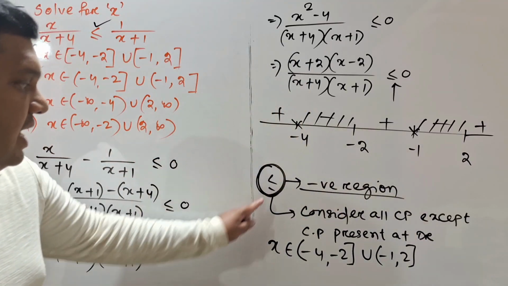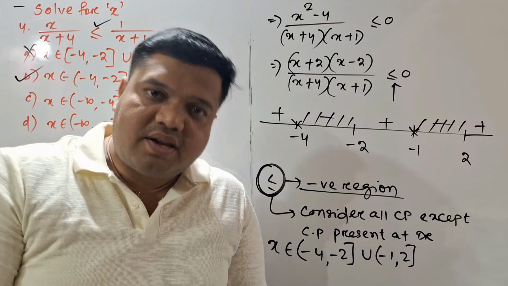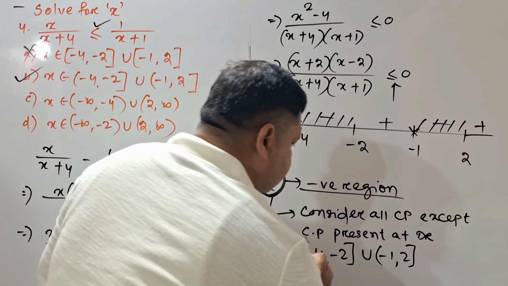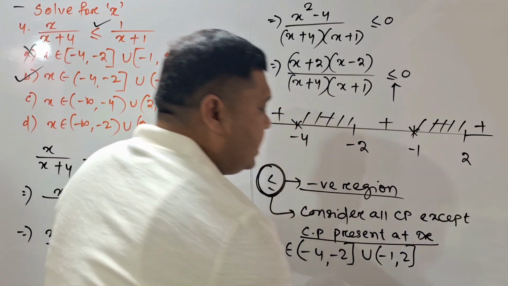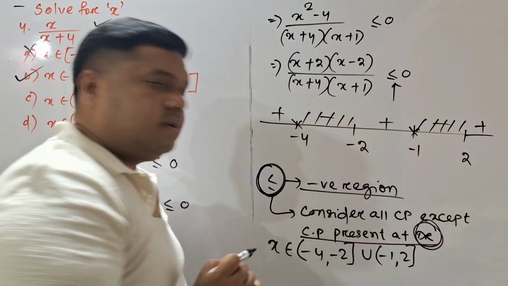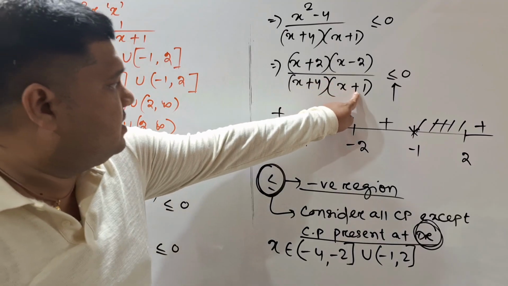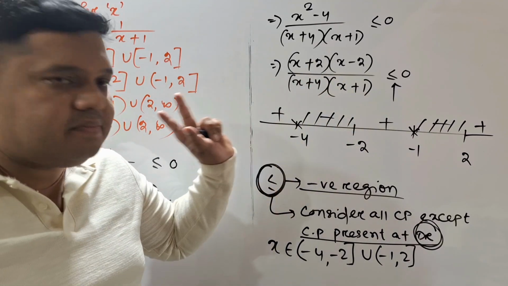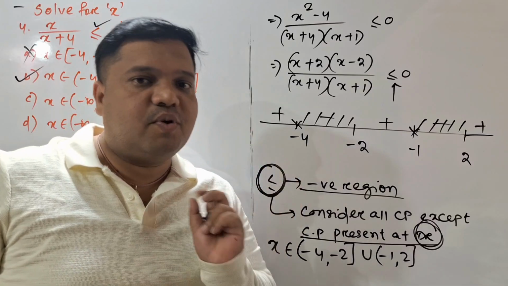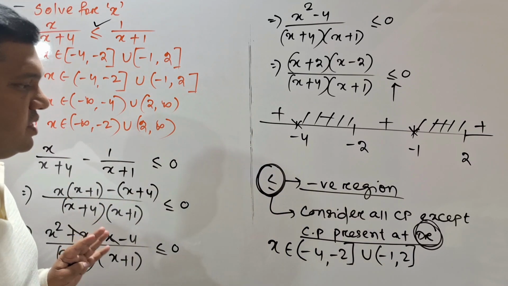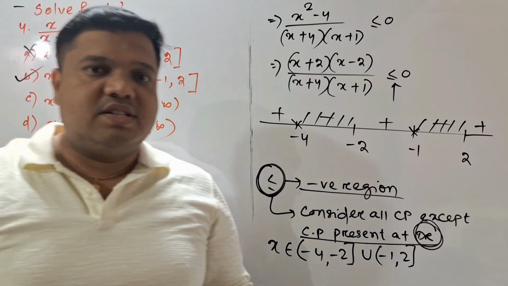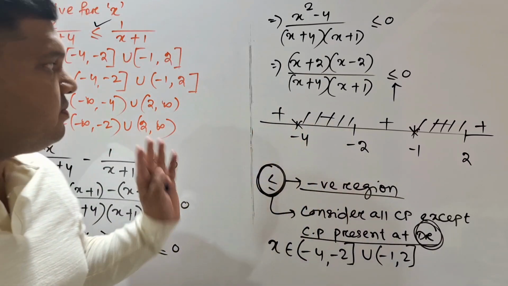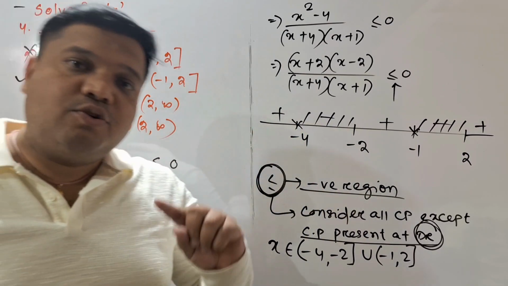Now the key point here is less than equal to symbol means negative region I have to select. And less than equal to means consider all critical points except a critical point present at the denominator. DR, denominator. Clear? So here these two elements minus 4, minus 1 I don't consider, except everything I will consider. All critical points I will consider. So this is the thought process. Write it down, take this screenshot. Okay, then we will solve question number 5 where I can do cross multiplication.